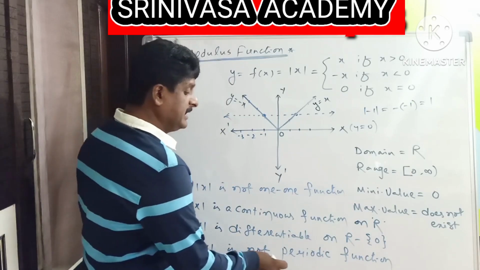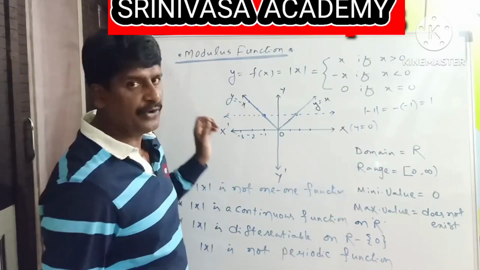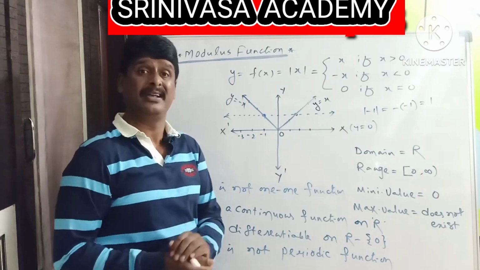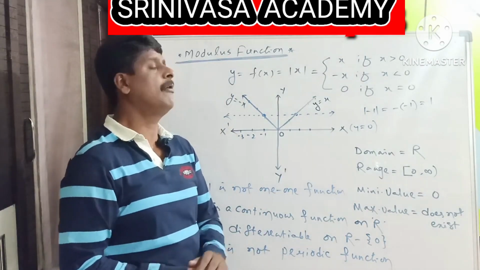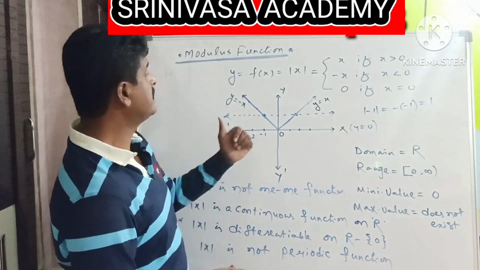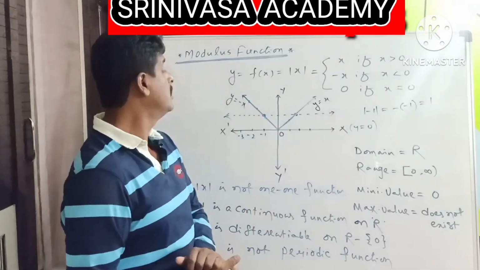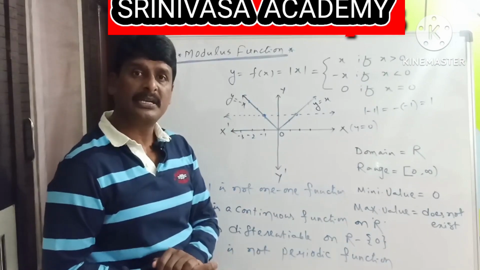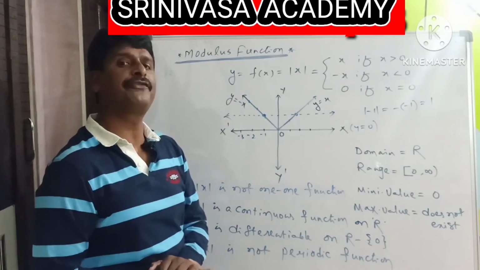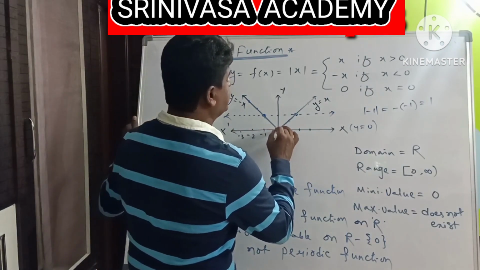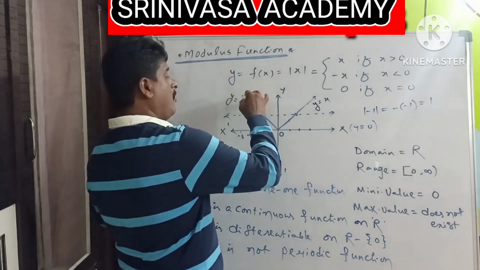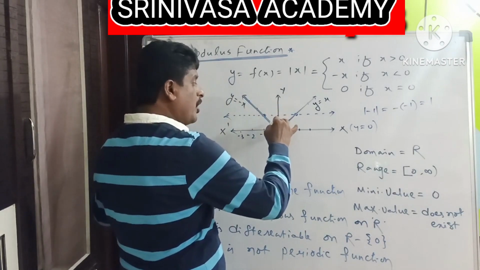Okay? Mod x is not a periodic function. A function is periodic only when its graph is repeated after a certain interval or after a certain stage. So there is no such situation here. That's why it is not a periodic function. Of course, as x values are increasing from left to right, corresponding y values are coming down.